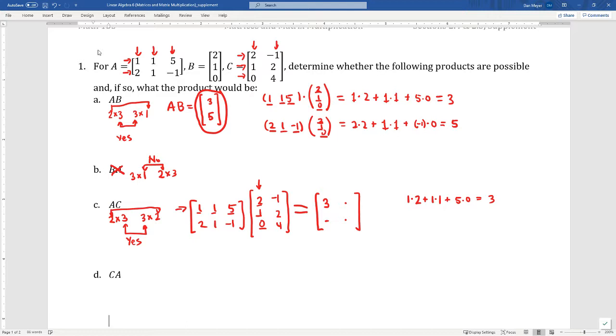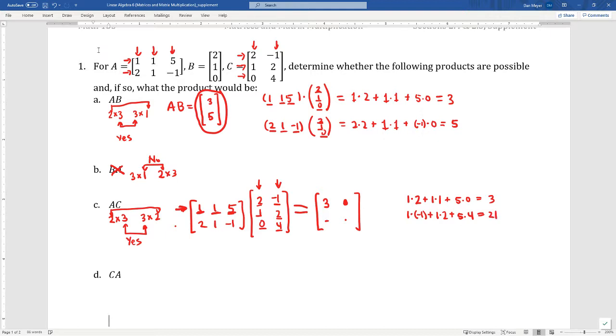All right. The second entry, in the first row and second column of the product, I take the first row of A times the second column of C. So I'll do 1 times negative 1 plus 1 times 2 plus 5 times 4, and that should give you 21.